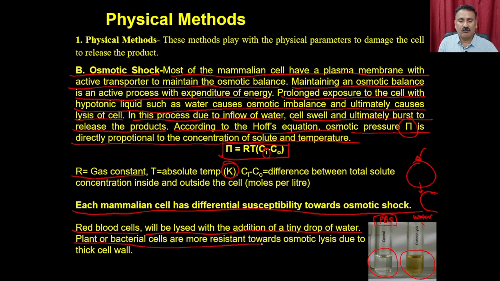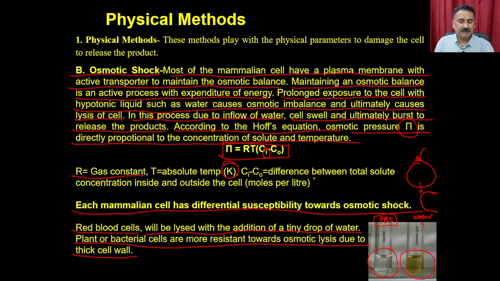Plants or bacterial cells are more resistant towards the osmotic lysis because of the thick cell wall. So bacteria or the plant cells are not susceptible to water lysis. That's why you have seen that we wash the plants very thoroughly before you cook any kind of vegetables, and that does not cause any kind of damage to the plant cells. Same is true when you are watering the plants, and that does not cause any lysis of the stem cells or the root cells.